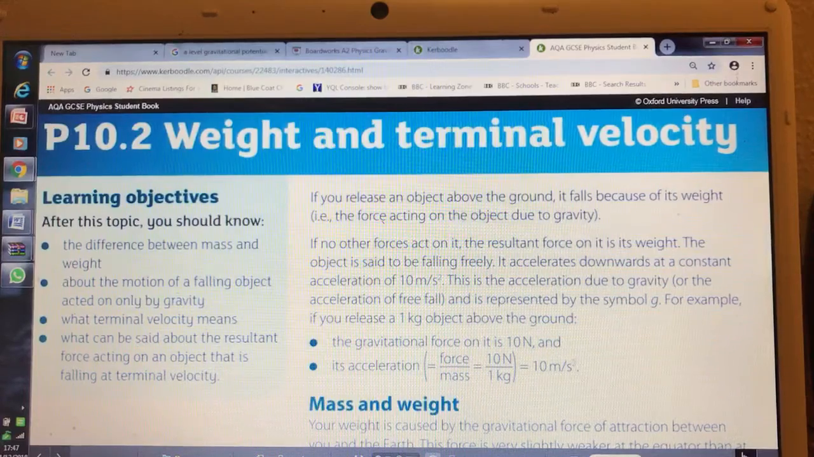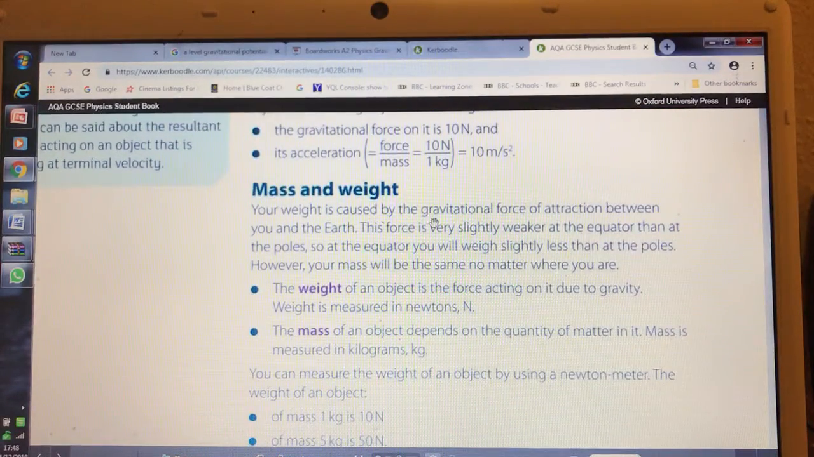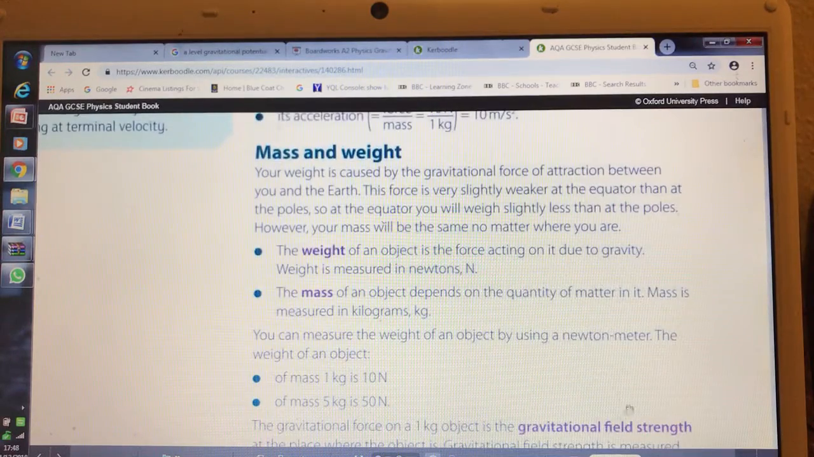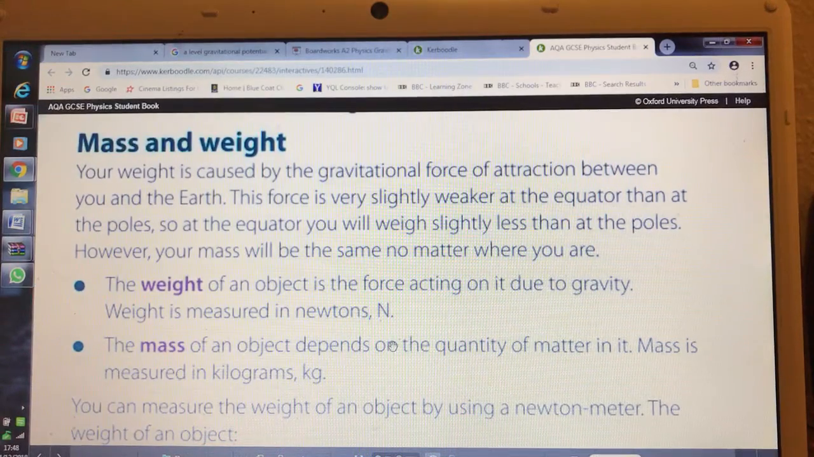Now, this mass experiences a gravitational force. But when a gravitational force acts on a mass, then we are talking about the weight of the object. And the weight of the object is purely dictated by the mass times the gravity. So when we look at this section of the book here, my apologies, we're looking at the weight, and the weight of an object is a force acting on it due to gravity.